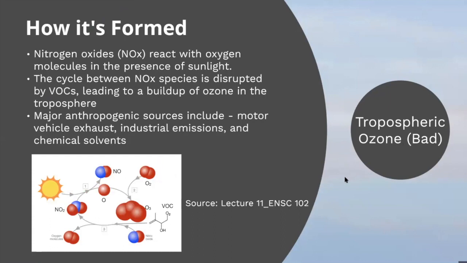One thing that's important to note, though, is that this cycle between NOx species and molecular oxygen is frequently disrupted by volatile organic compounds, also known as VOCs, which leads to a buildup of ozone in the troposphere. This is why NOx species and VOCs are often called ozone precursors. They are lead players that contribute to the formation of tropospheric ozone.